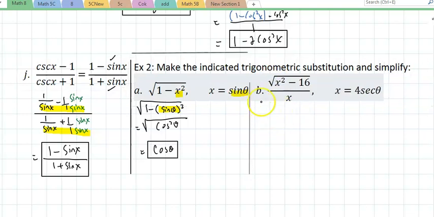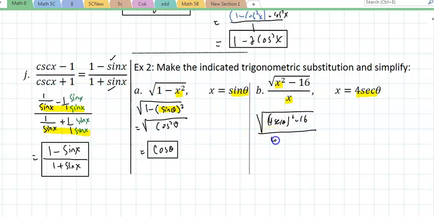again another replacement, but here I'm going to make the replacement in 2 places. I'm going to take x, replace it by 4 secant of theta. So this will be 4 secant of theta squared minus 16. Remember what the goal of this whole thing is. Eliminate the radical. That's the purpose of all of this. So this is 4 secant of theta. I just carry along. The top is going to be 16 secant squared of theta minus 16.